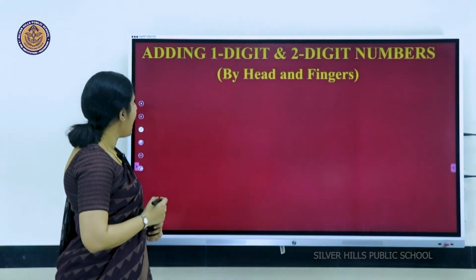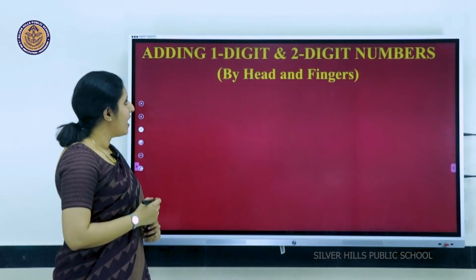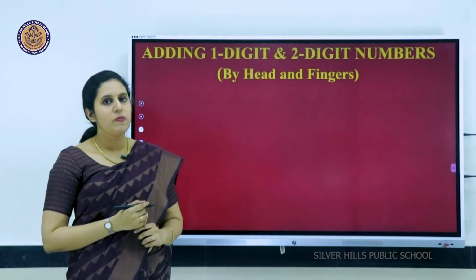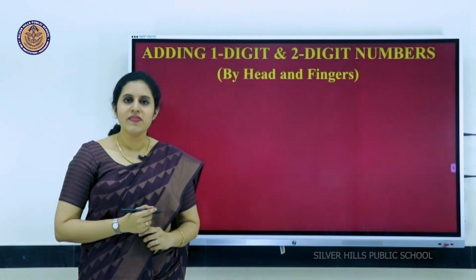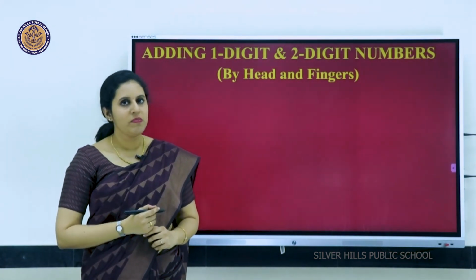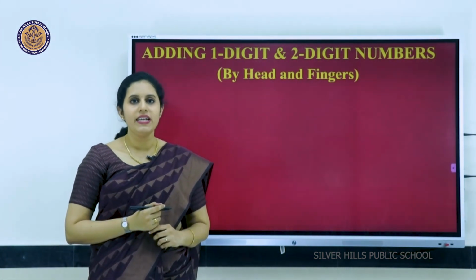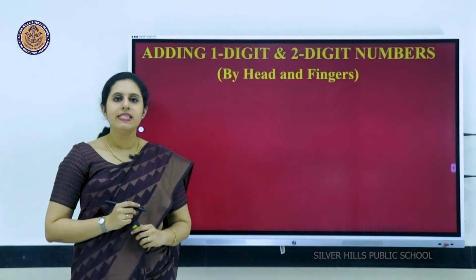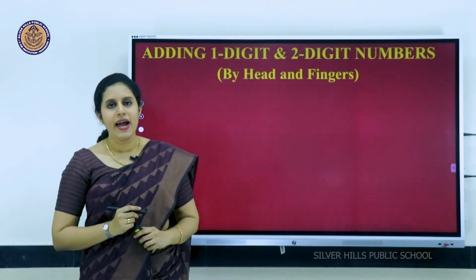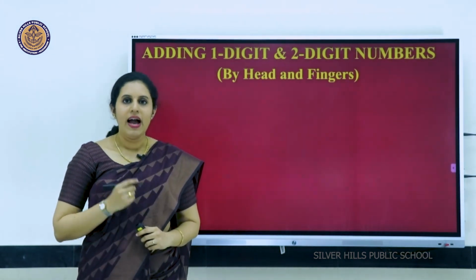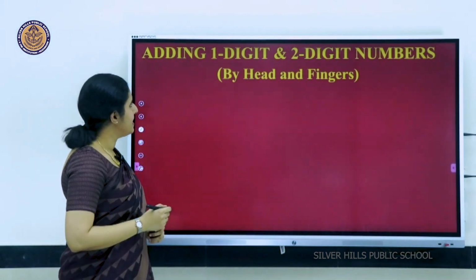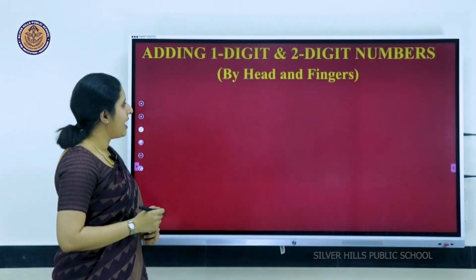Here it is adding 1-digit and 2-digit numbers. See, in the previous problems, the numbers that we added were all 1-digit numbers, right? Yes, they were all 1-digit numbers. But in this topic, you will be seeing how to add a 1-digit number and a 2-digit number. First, we will see by head and fingers method.